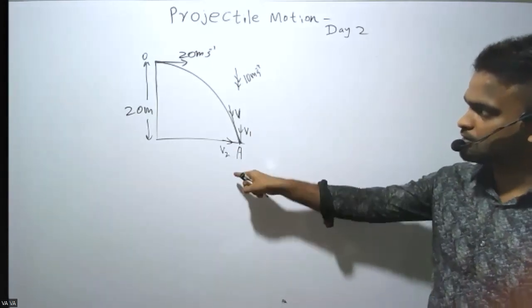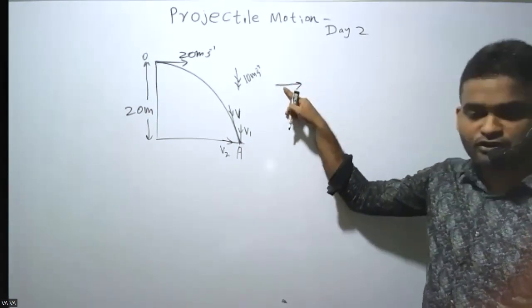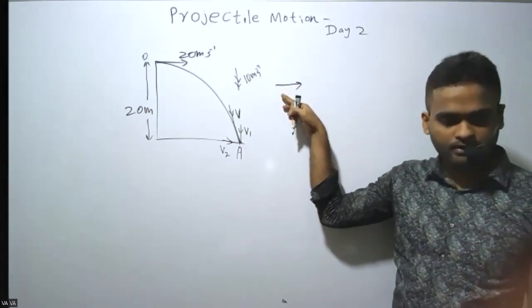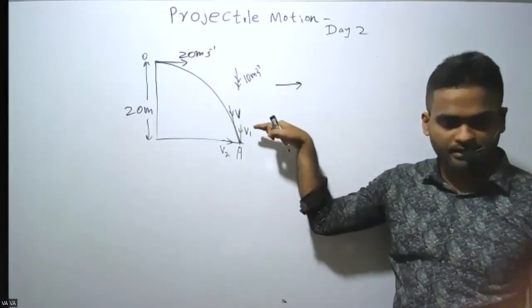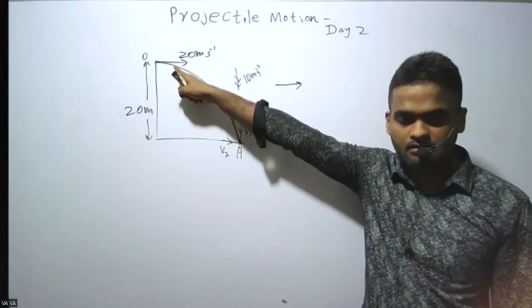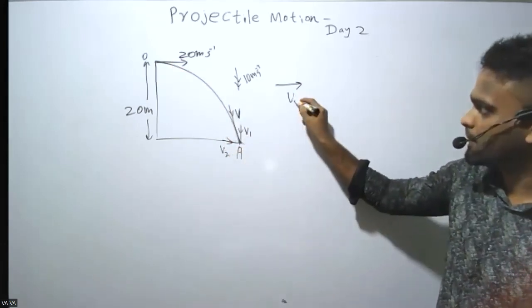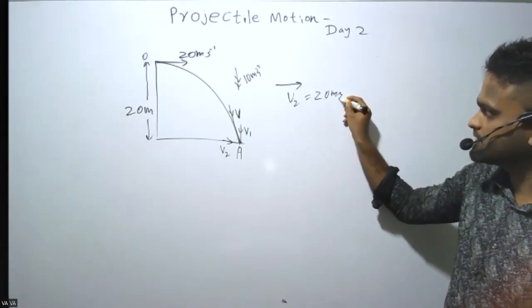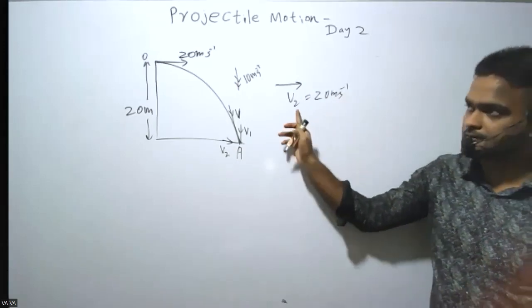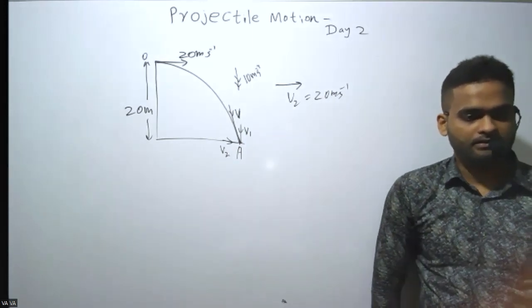So what do we know? Horizontal velocity does not change. It is a constant velocity. There's no acceleration to this side. So this is the horizontal component. It doesn't change, so the velocity here also should be 20 meters per second. Doesn't change, right? There's no acceleration to that side.